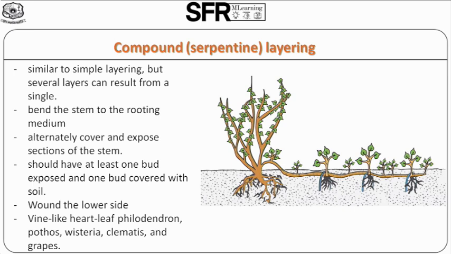Here we should see that it has at least one bud exposed and one bud covered with soil. In this technique, plants which are vines or creepers, for example philodendron, pothos, wisteria, clematis and grapes, can be grown with compound layering. Since it is bent several times, it looks like a snake, hence it is called serpentine layering. So this is about simple layering and compound layering.